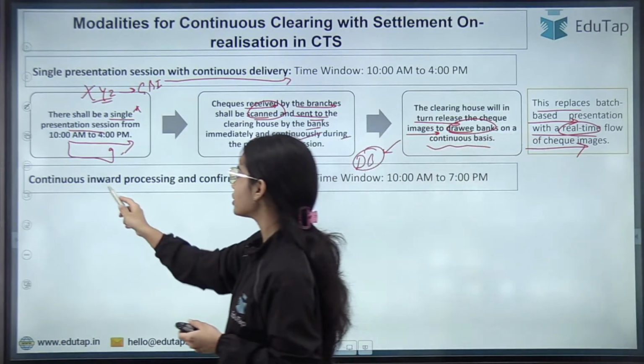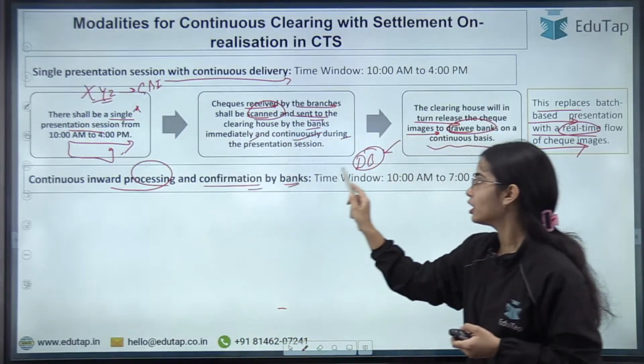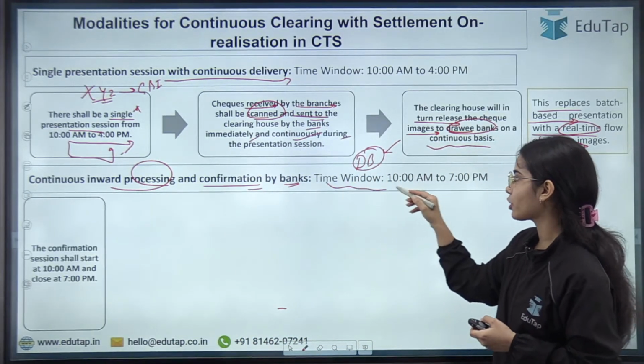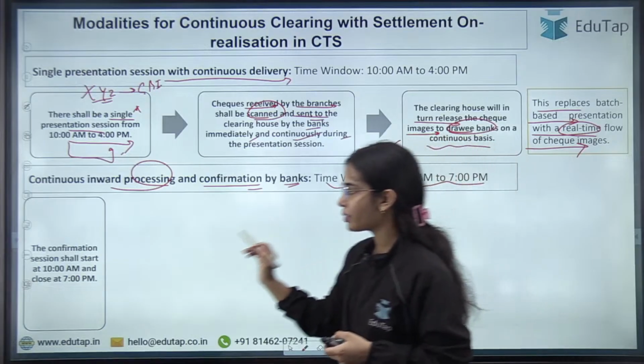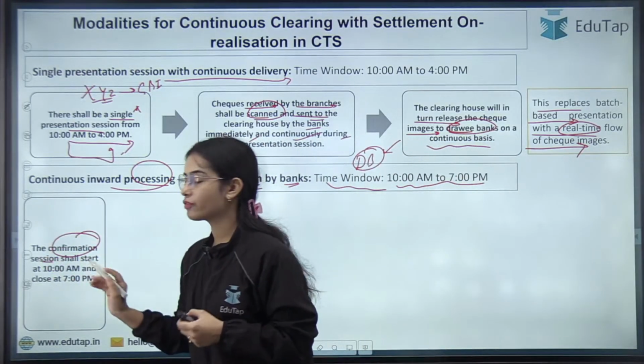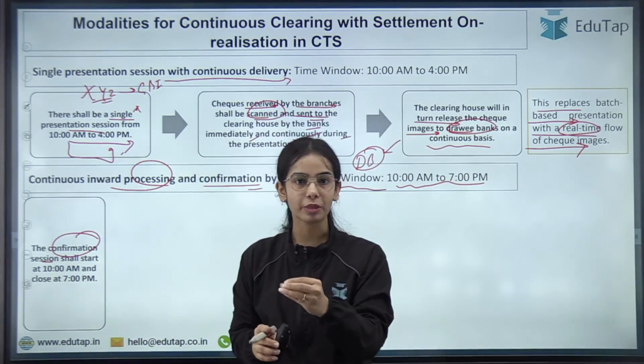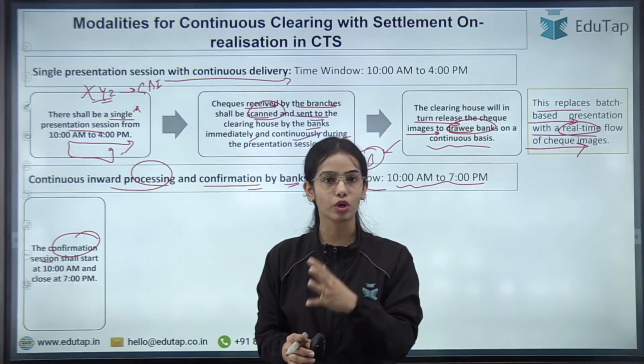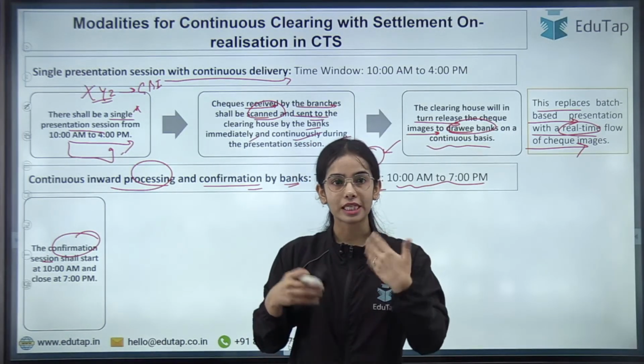So continuous inward processing and confirmation by the drawee bank. The time window is from 10 AM to 7 PM. So the drawee bank, the confirmation session. The drawee bank has to give the confirmation that the check is honored or not. The check will be settled or not.